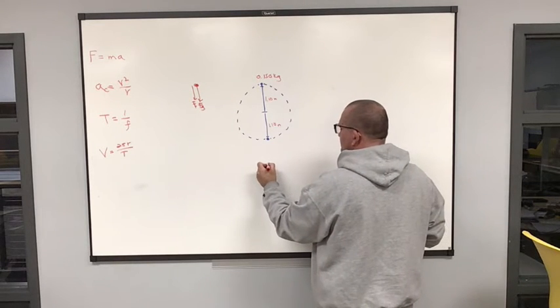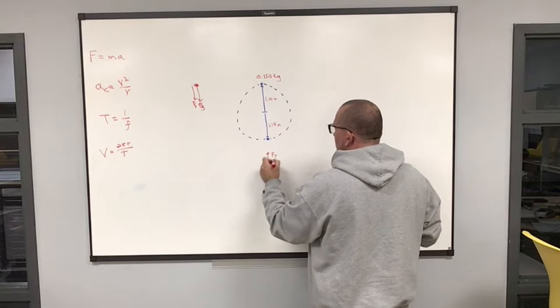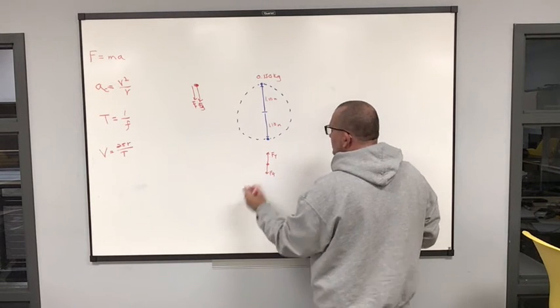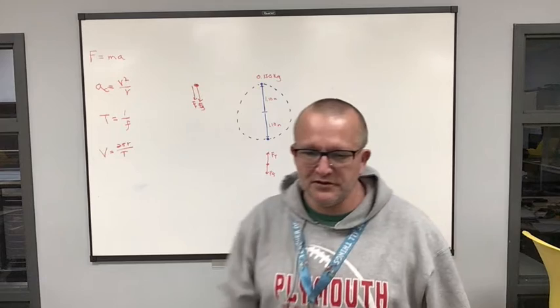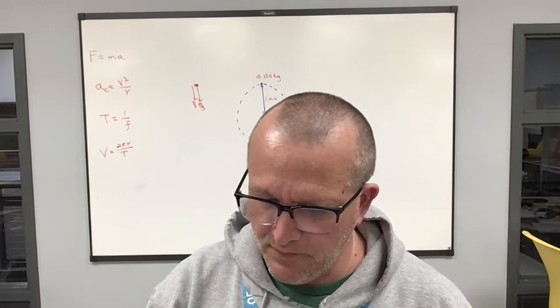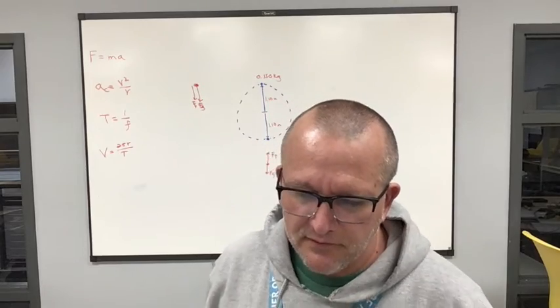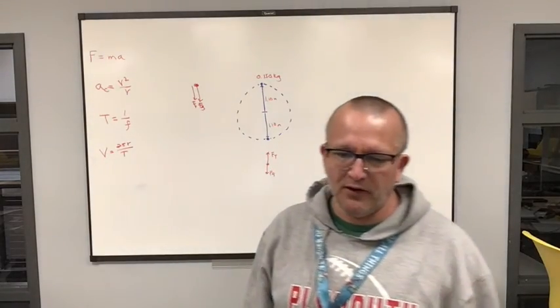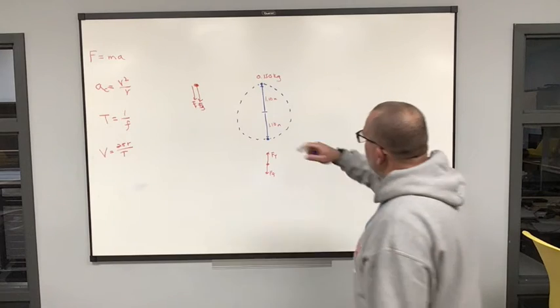At the bottom, you've got tension and gravity. This question is asking us to find the minimum speed the ball must have at the top so that the ball continues moving in a circle. So, minimum speed at the top.